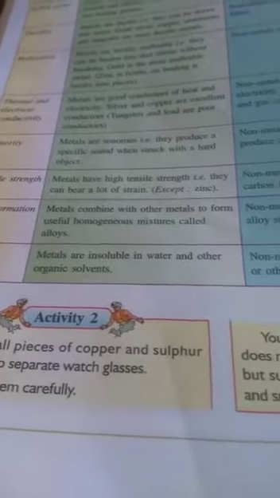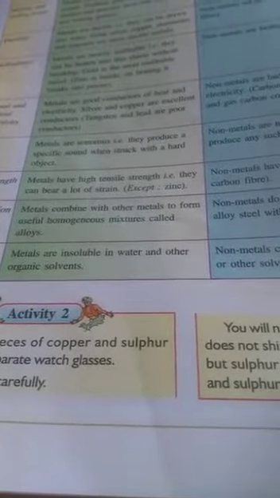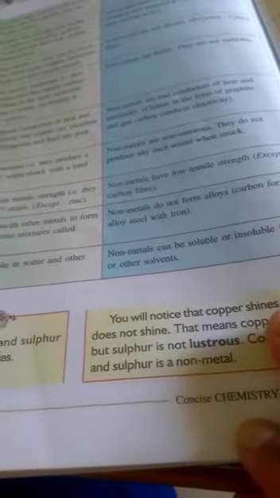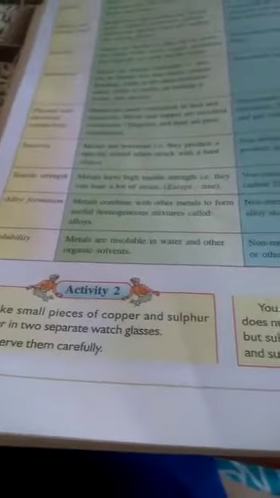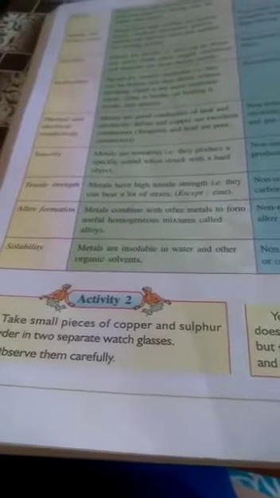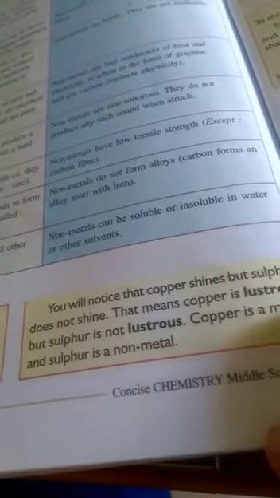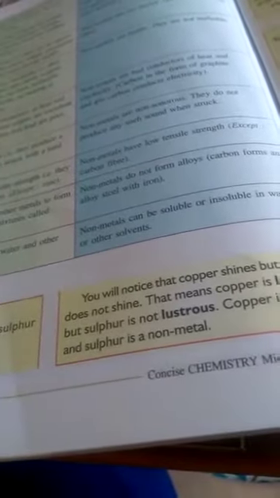Metals form alloys with other metals. Non-metals do not form alloys. But carbon forms alloy. It is present in steel. Solubility. Metals are insoluble in water and other organic solvents, while non-metals can be soluble or insoluble in water or other substances.